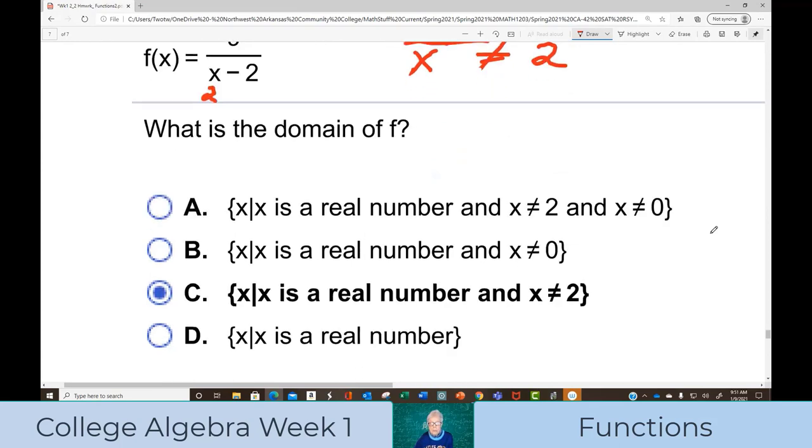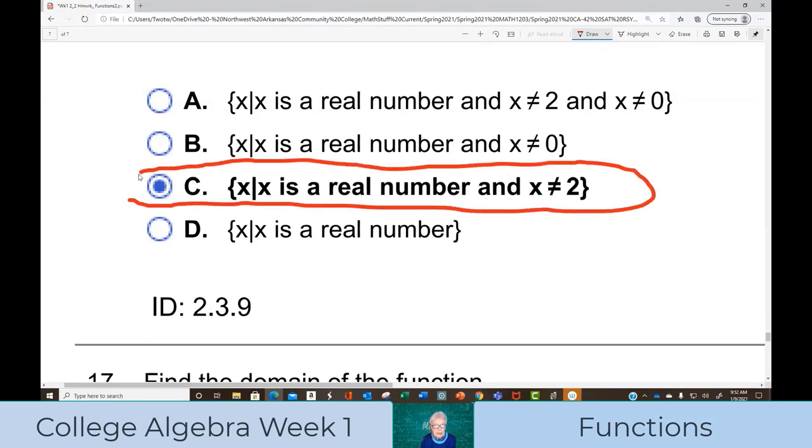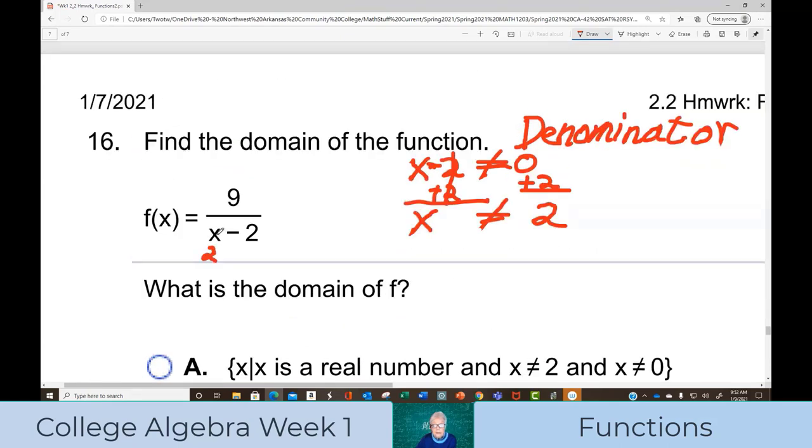So, we pick. x can be any real number except 2. 2 is the only troublemaker. So that's why this is the answer right here. x can equal 0. If x is 0, you'll have 0 minus 2, which is negative 2. There's nothing wrong with the number negative 2. It's the whole denominator, x minus 2, that cannot equal 0.